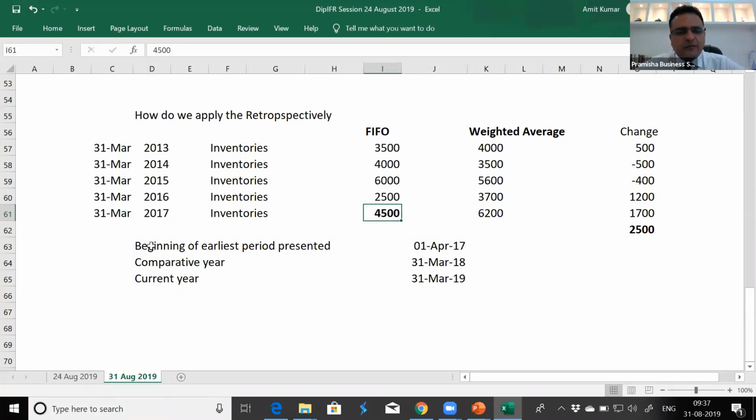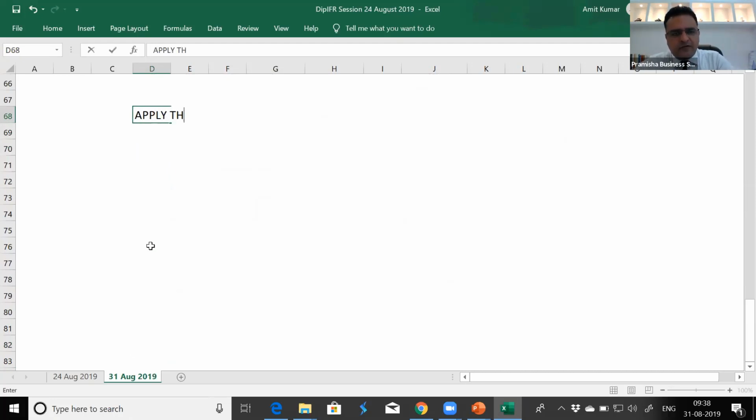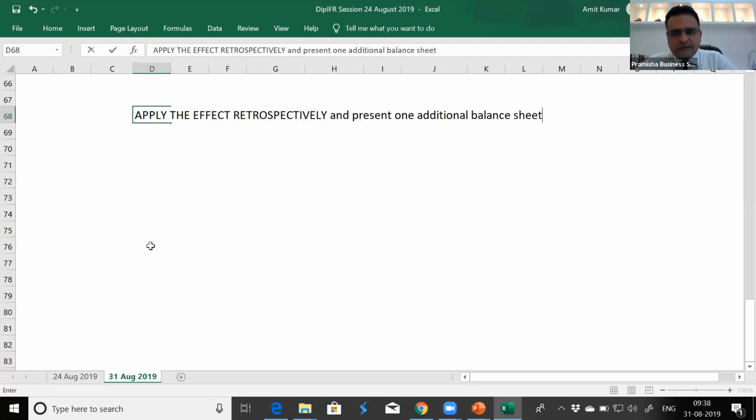We need to present one more balance sheet of the beginning of the earliest period presented whenever there is a change in accounting policy, whenever there is a correction of error, and whenever we are applying IFRS for the first time. In these three situations, we need to apply the effect retrospectively. I'm writing all the three. Apply the effect retrospectively and present one additional balance sheet in these circumstances.